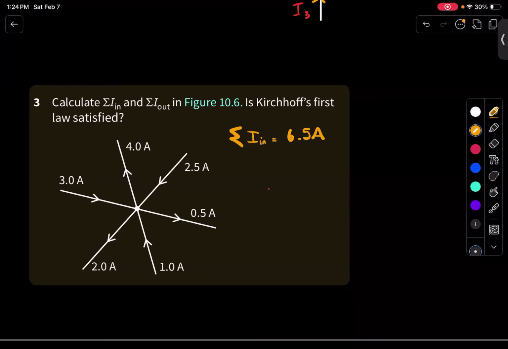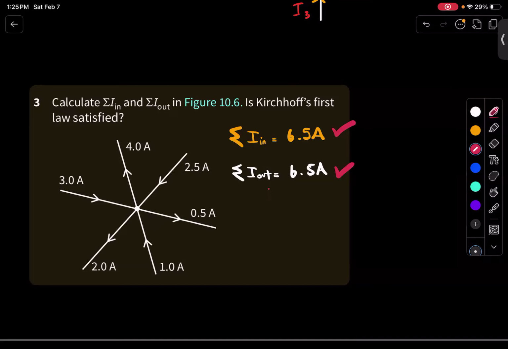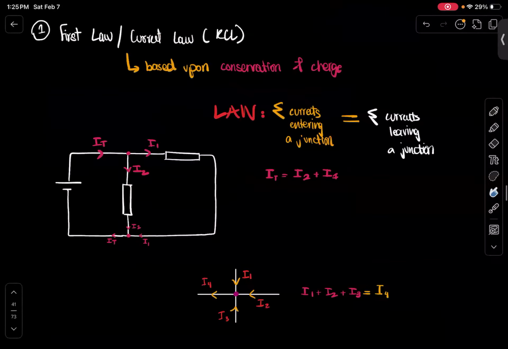Is that it? Yep. And how many currents are exiting the junction? They are 4, 4.5, 6.5. So it's correct. Because the total current exiting the junction and the total current entering the junction are equal, Kirchhoff's first law is satisfied. That's it. Kirchhoff's first law is pretty basic.